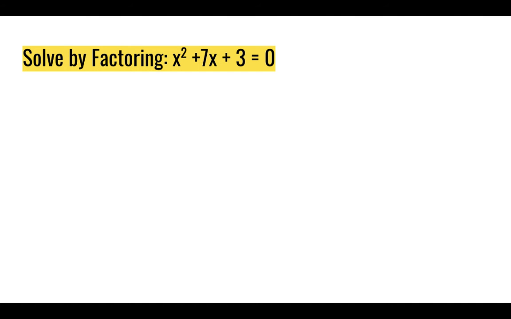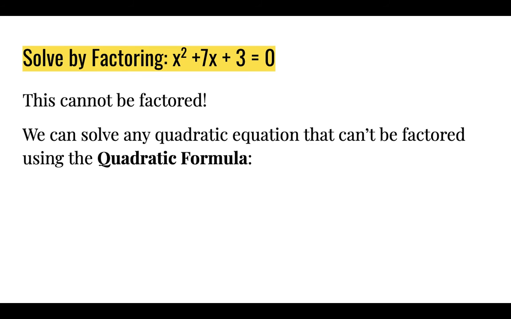So let's say we have an equation like this, x squared plus 7x plus 3 equals 0. If we look at this, it actually cannot be factored, but that doesn't mean that it's not a quadratic equation. It is, because it has an x squared term. It just can't be factored with whole numbers. So what we do in this case is we can use the quadratic formula.